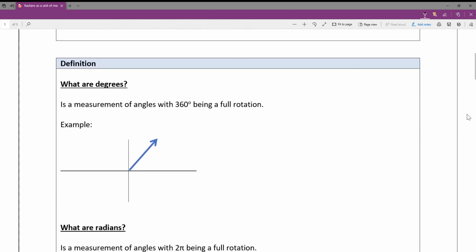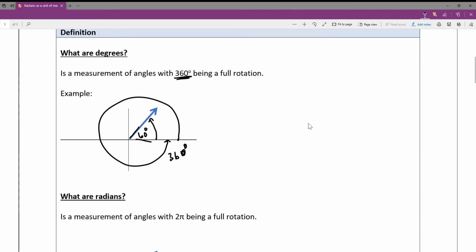First, let's start with what degrees are. Degrees are a unit of measurement to measure an angle, with 360 being a full rotation. So if we take this diagram and we start here, a full rotation would be this, and we measure this as 360 degrees. I can estimate the angle between this axis and this arrow here. Let's say it's 60 degrees. So degrees are a pretty useful unit of measurement for angles.